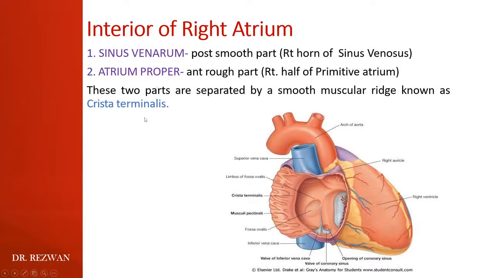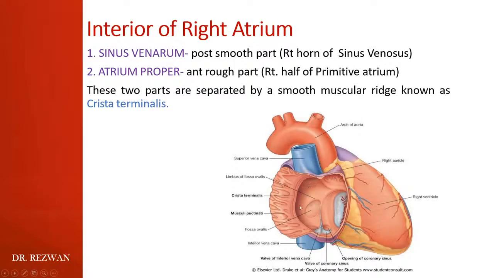Now what is present at the interior of the right atrium? The right atrium is having two special parts. One is the sinus venarum, which is the smooth part, and it comes from the right horn of the sinus venosus developmentally. And the other part is the atrium proper, which is the rough part, and it comes from the right half of the primitive atrium developmentally. These two parts are separated by a small muscular ridge known as crista terminalis.